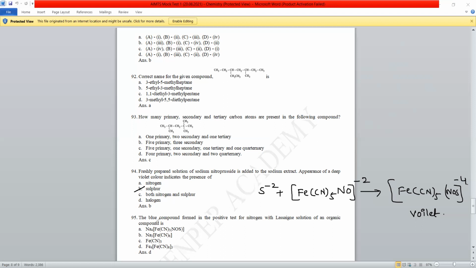Next, question number 95. The blue compound formed in a positive test for nitrogen. For the nitrogen, the blue compound, Prussian blue compound. So what is the organic compound they're asking about here?